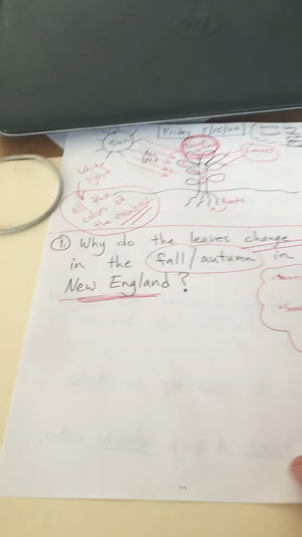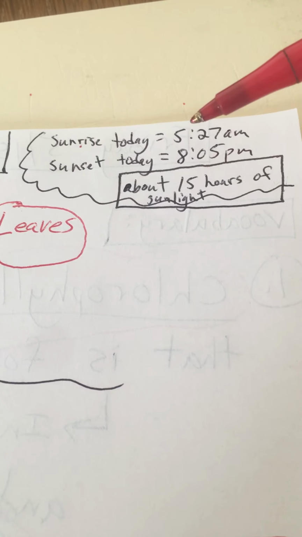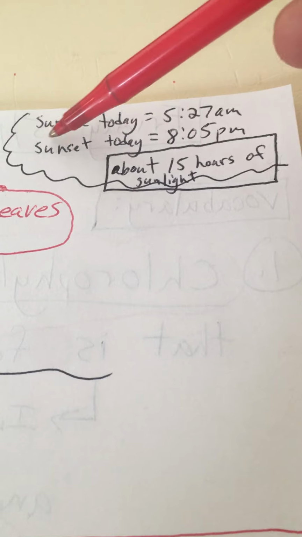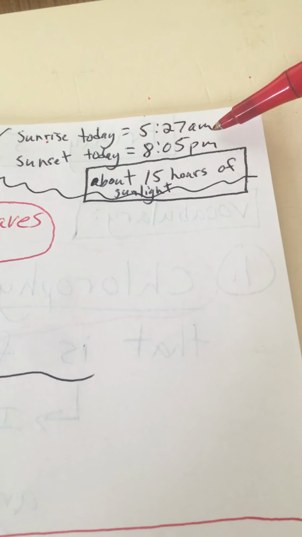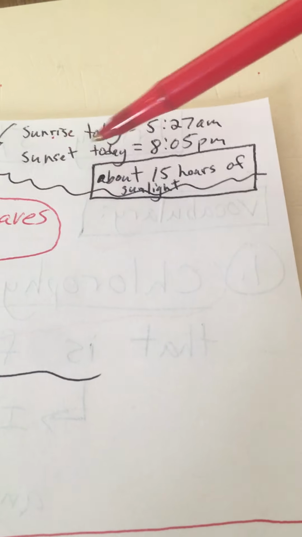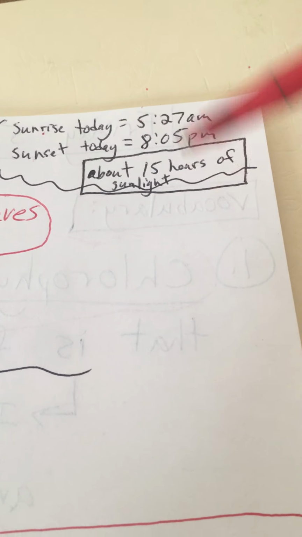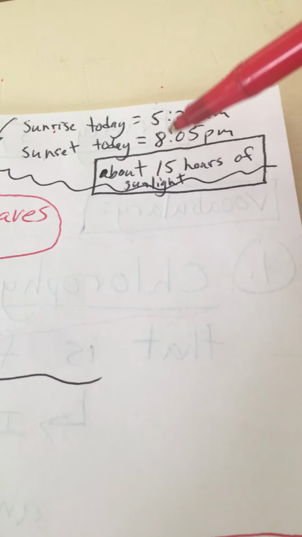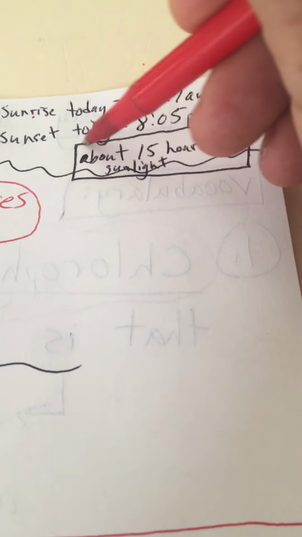Okay, so let's talk about a couple of things. So this is the sunrise today. I looked on my phone. The sun rose today. That means it came up and started being light at 5:27 this morning, a.m. The sunset tonight is going to be at 8:05 p.m. So if you count from 5:30 to 8:05, it's about 15 hours of sunlight. So the sunlight today on May 15th is about 15 hours of sunlight.